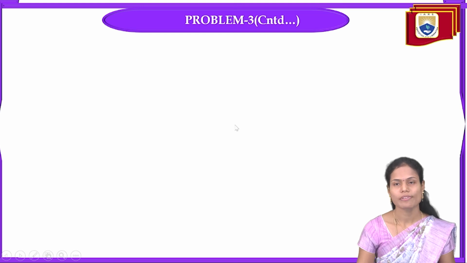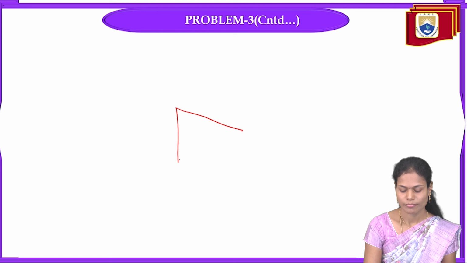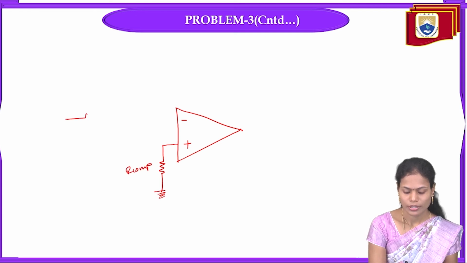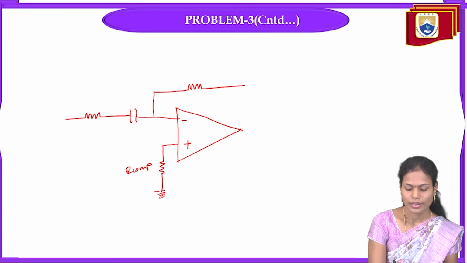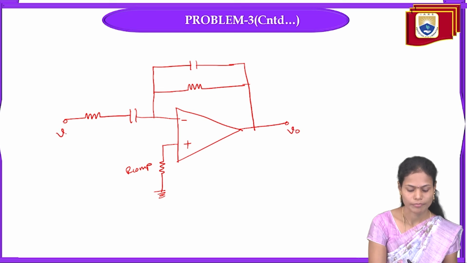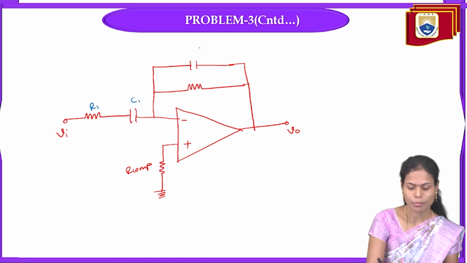Okay. So by using these values, we can draw the practical differentiator. Minus, plus. For the non-inverting terminal, only R compensation. For the inverting terminal, one resistor and one capacitor. And in the feedback, again one resistor and one capacitor. And here we will get the output signal. So now we will write the values of all the resistors and capacitors.